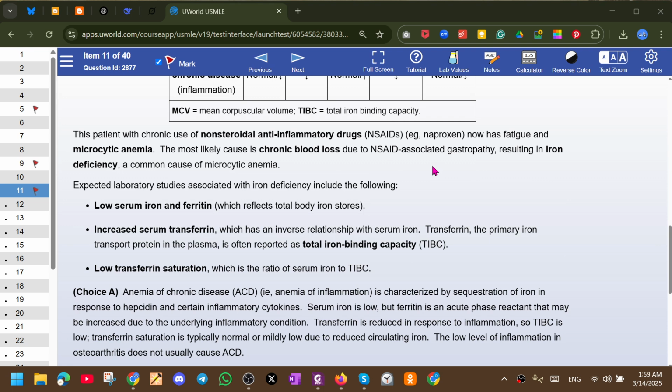Expected lab studies associated with iron deficiency anemia include low serum ferritin and low iron, which reflect the total body iron stores. Increased serum transferrin, which has an inverse relationship with iron. Transferrin, the primary iron transport protein in the plasma, is often reported as TIBC. Low transferrin saturation, which is the ratio of serum iron to TIBC.